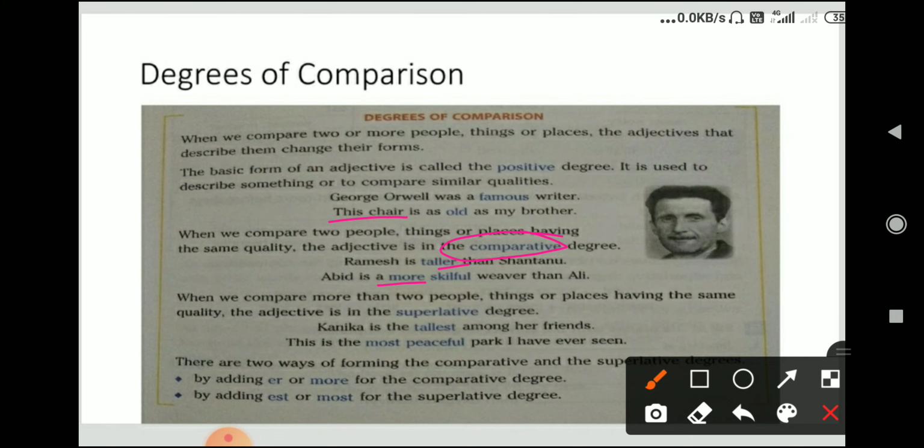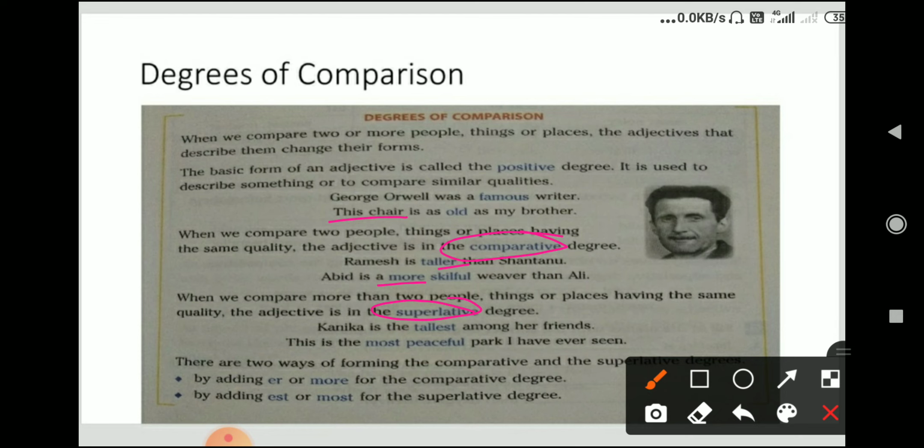The third degree is the superlative degree, in which one thing is shown as the superest, or we can say the tallest, or superlative, in a super form. When we compare more than two people, things or places having the same quality, the adjective is in the superlative form, which can show the best among all or the worst among all. So Kanika is the tallest among her friends. Among all friends, she is the tallest one. Again, this is the most peaceful park I have ever seen.